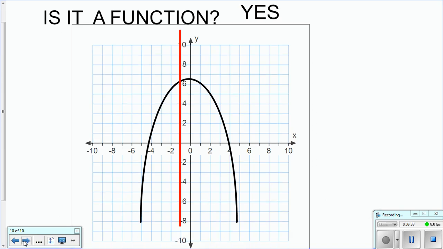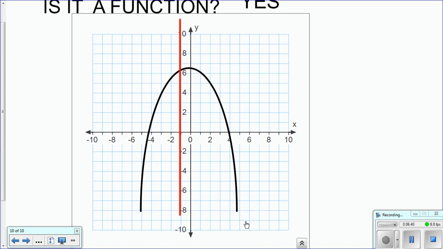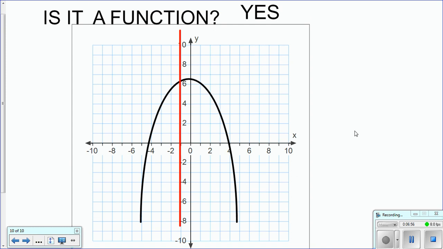And then here's a graph. This is actually called a parabola. If we drew a vertical line through it, like this red line, it only goes through it one time. It's hitting the parabola, or the curve, only once. So it passes the vertical line test, and yes, it is a function. If it hit more than once, then it wouldn't be a function anymore.